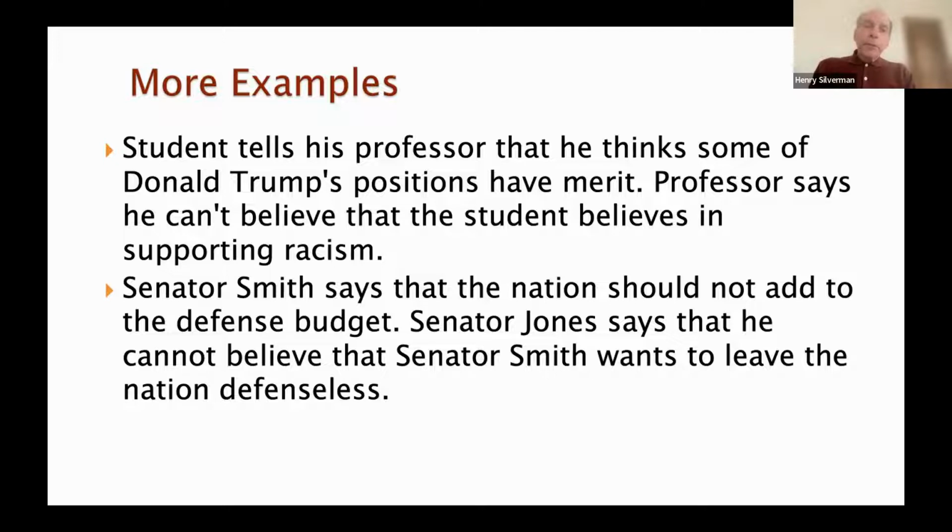Another example. Senator Smith says that the nation should not add to the defense budget. Senator Jones says that he can't believe that Senator Smith wants to leave the nation defenseless. So again, the straw man argument is leaving the nation defenseless. So that's not the way to argue against Senator Smith.